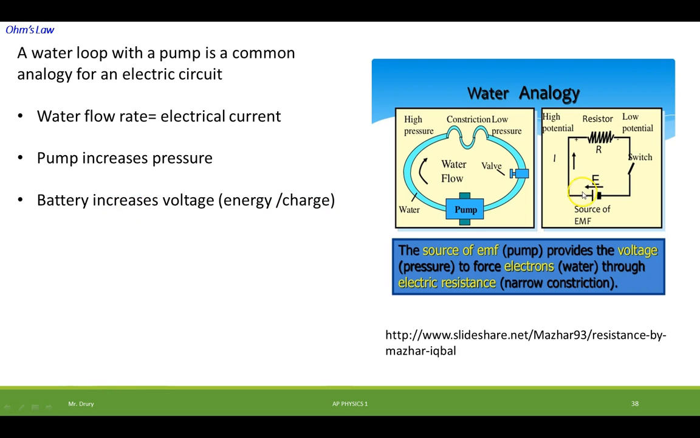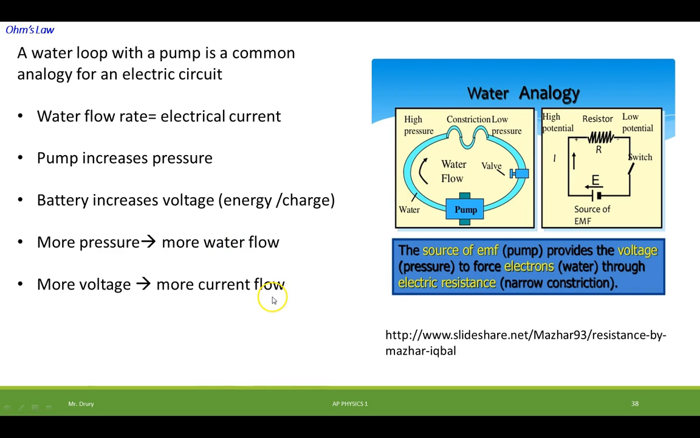Analogous to that, the battery increases the EMF, or the pressure per unit charge, or the energy per unit charge. The more pressure the pump provides, the more water that flows. The more voltage or more EMF, the more the current that flows.